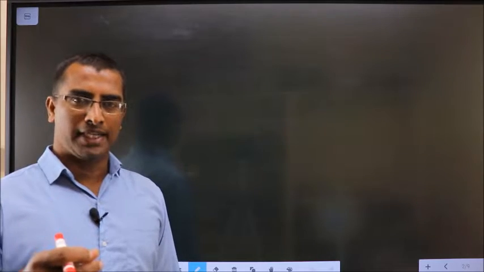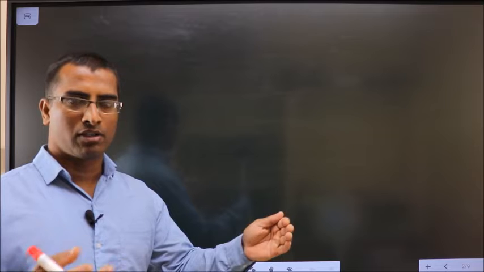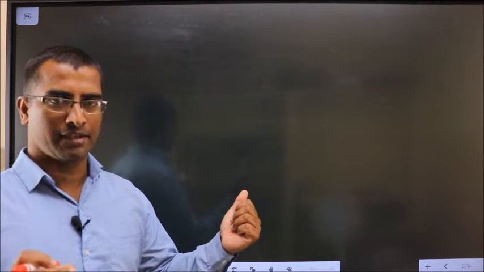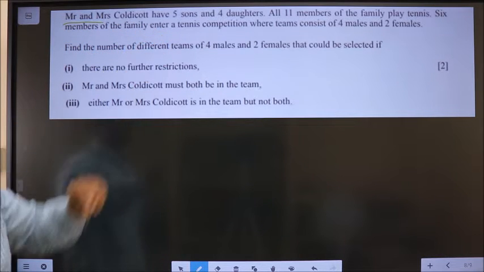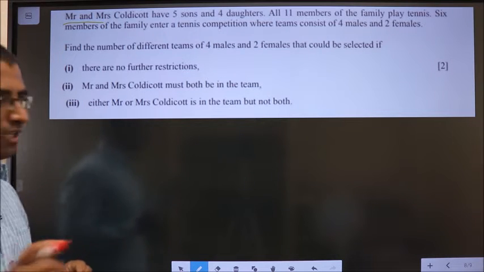Let us do a combination sum where the condition is either in or out. What do you mean by in or out? Let us see with this sum. Mr. and Miss Caldecott have 5 sons and 4 daughters. You came across information, write it down.